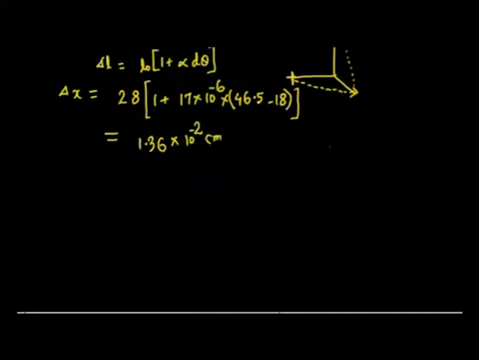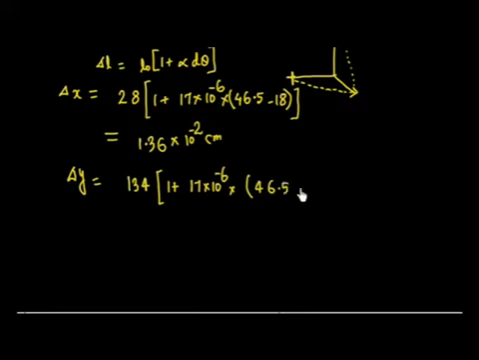Okay, let us calculate delta y also. So delta y is equal to, L naught, the vertical height, is 134 centimeter, you can check your program, times (1 plus alpha delta theta), alpha is the same, 17 into 10 to the power minus 6, and the change in temperature is again the same, 46.5 minus 18. Now if you solve for this, this comes out to be 6.49 into 10 to the power minus 2 centimeter.